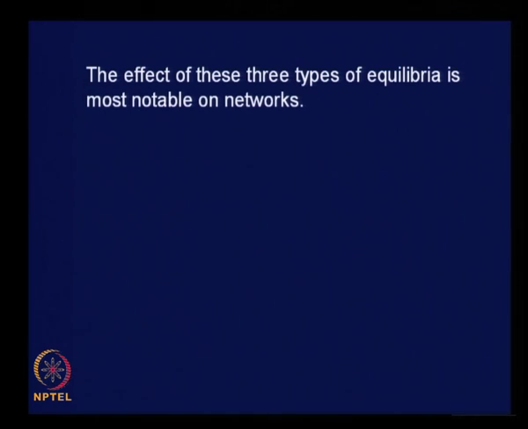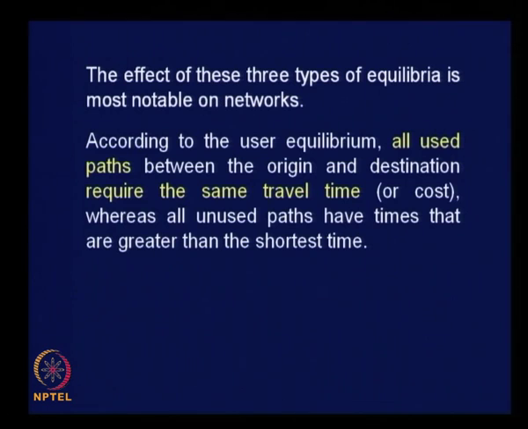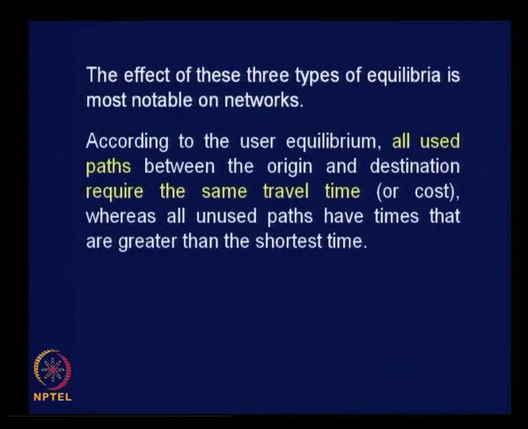The effect of these 3 types of equilibria is most notable on networks. According to the user equilibrium, when we have different alternative routes, all used paths between the origin and destination require the same travel time or cost, whereas all unused paths have times that are greater than the shortest time. User equilibrium implies that every user is going to take the shortest path.